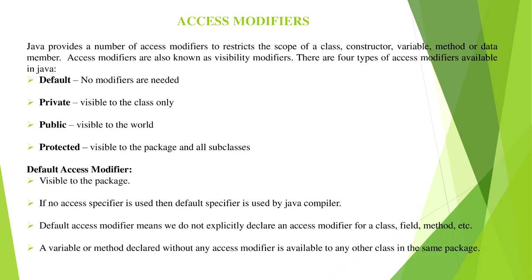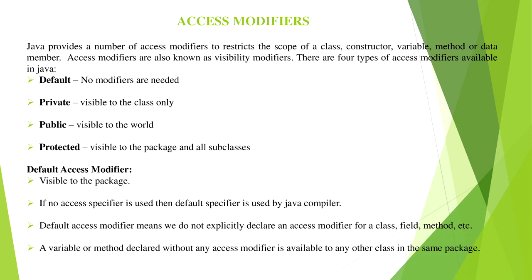The first modifier is the default access modifier. It is visible to the package. If no access specifier is used, then the default specifier is used by the Java compiler. Meaning if you are not using private, public, protected or any other, then by default the default access specifier is used. We do not explicitly declare an access modifier for the class, fields and methods.